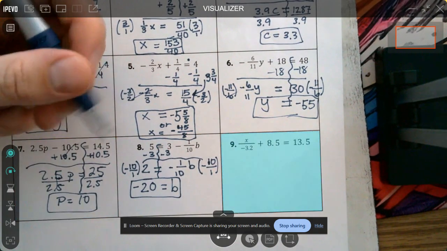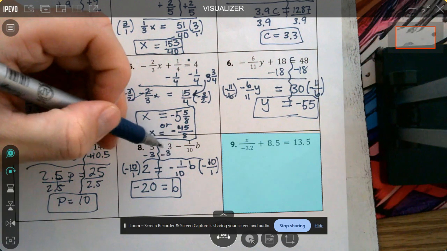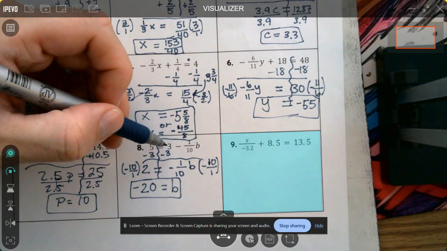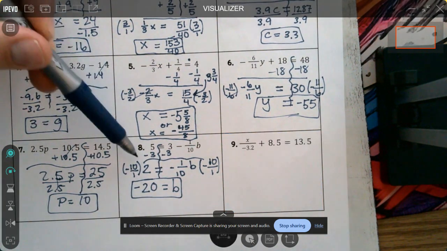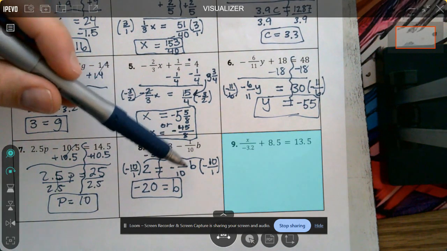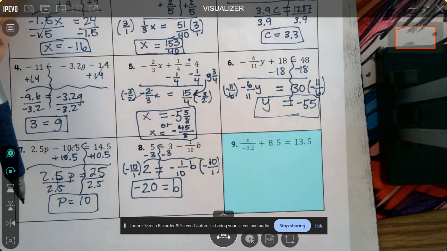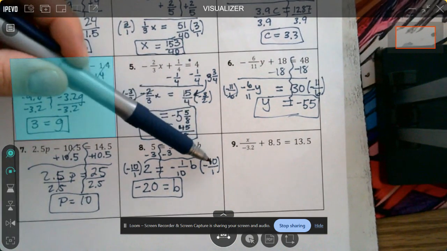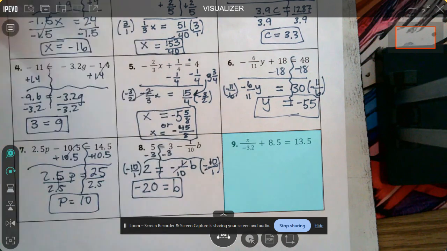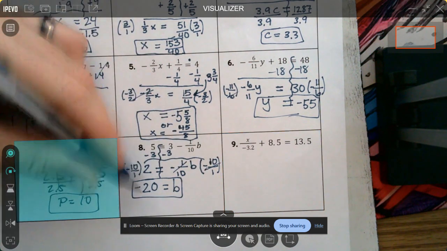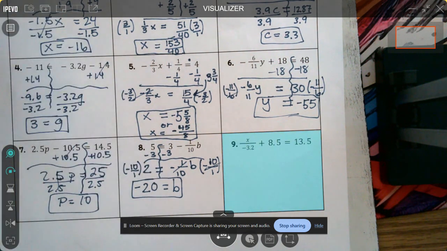All right, here's your work for number 8. This is a positive 3 on the right side. We have to get rid of this. Even though there's not a plus sign in front of it, we know that's a positive 3. To get rid of a positive 3, we subtract 3 on both sides. So you get 2 equals negative 1 over 10b. To get rid of the multiplication, we have to divide by a fraction, which means multiplying by the reciprocal. I multiplied by negative 10 over 1 on both sides. That'll cancel out my negative 1 over 10. Negative 10 over 1 times 2 is just negative 20. Use your calculator if you need to. And you get negative 20 equals b.